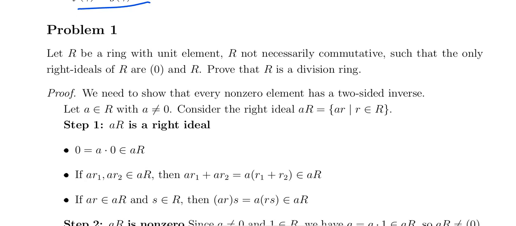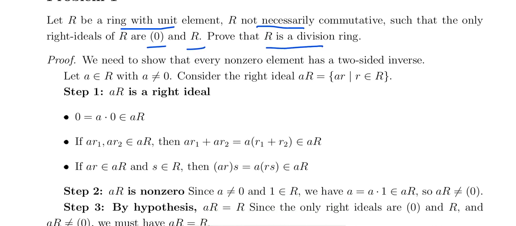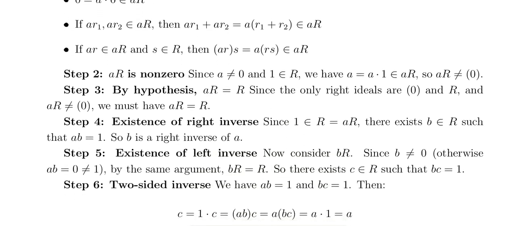Let R be a ring with unit element, not necessarily commutative, such that the only right ideals of R are 0 and R. Then R is a division ring. That is, R is a ring with unit element which is not commutative, and only the trivial right ideals 0 and R exist, then R is called a division ring. We can prove this easily, this is a very simple concept.